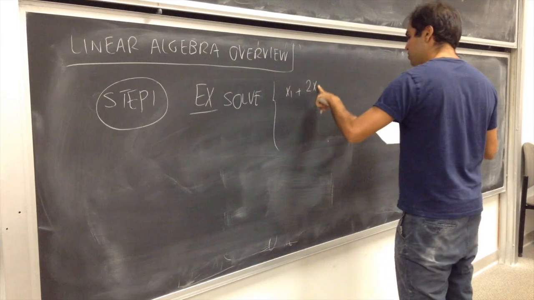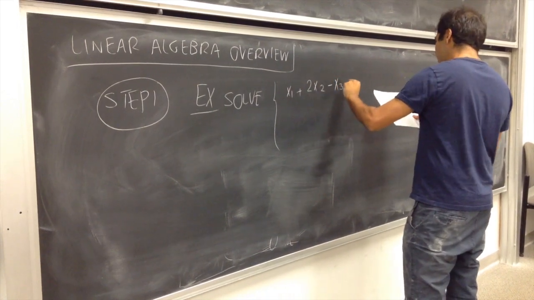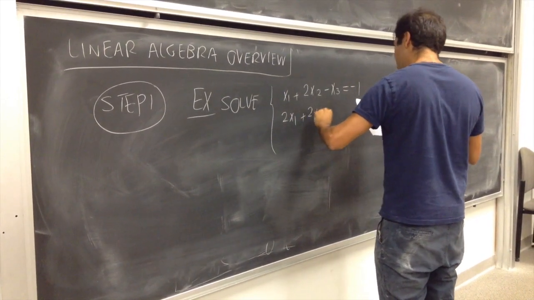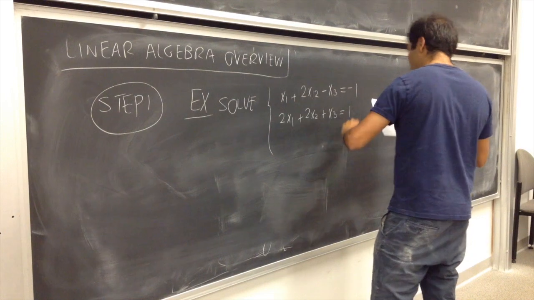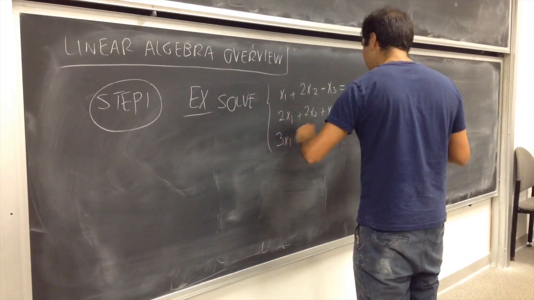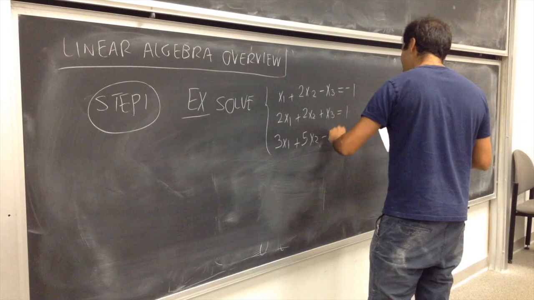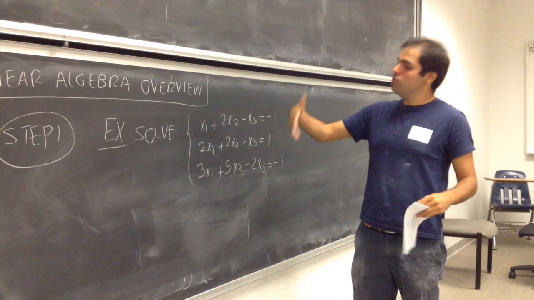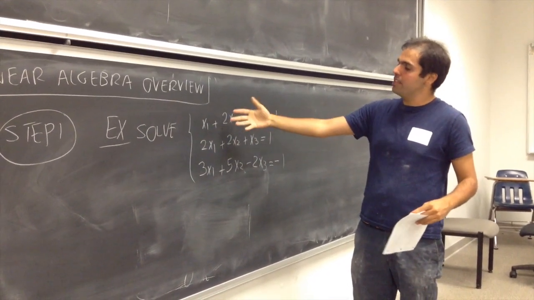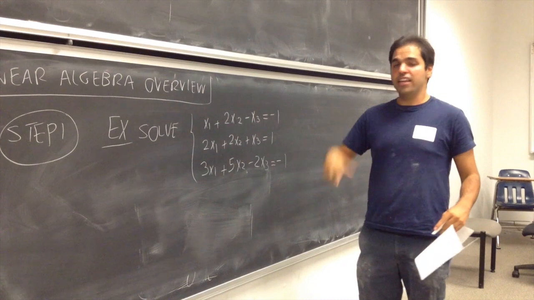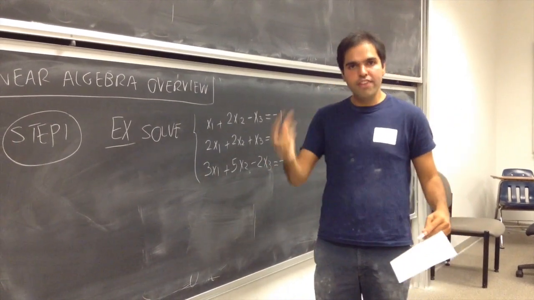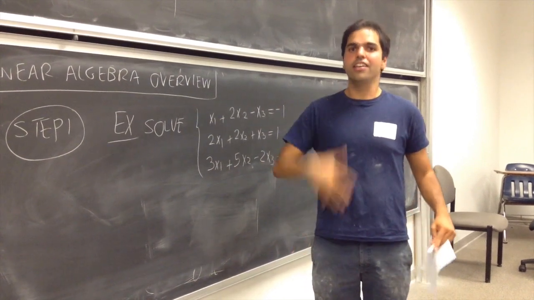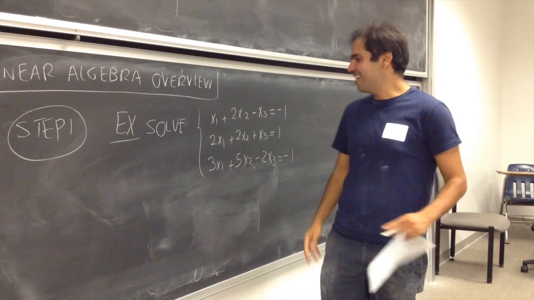x1 plus 2x2 minus x3 equals minus 1. 2x1 plus 2x2 plus x3 equals 1. 3x1 plus 5x2 minus 2x3 equals minus 1. Usually a course in linear algebra starts by solving basic systems like that, and you learn a technique that's very standard and that works every time, and it's called Gaussian elimination. It's based on Gauss, very popular guy.